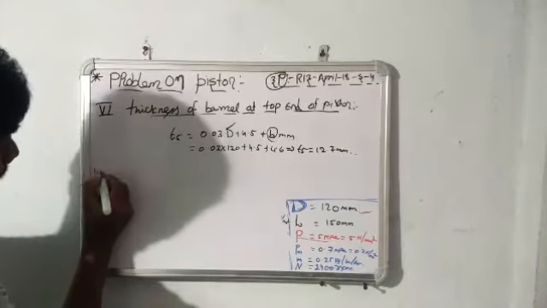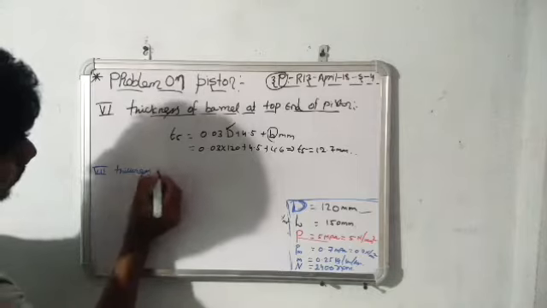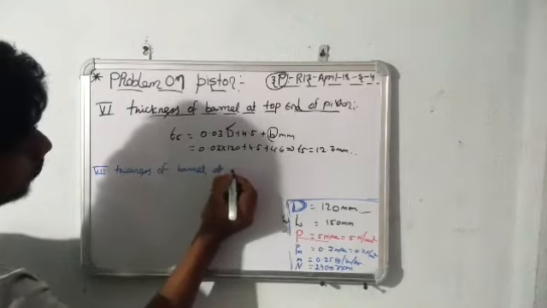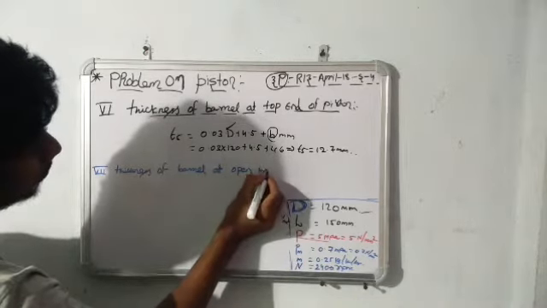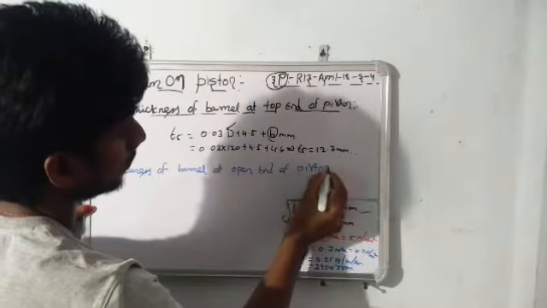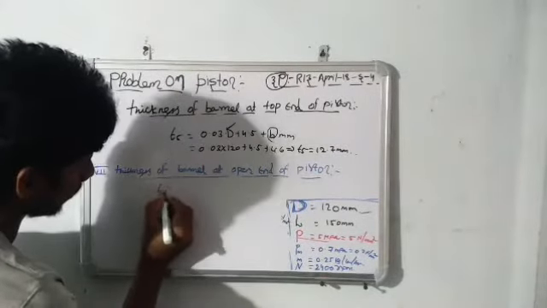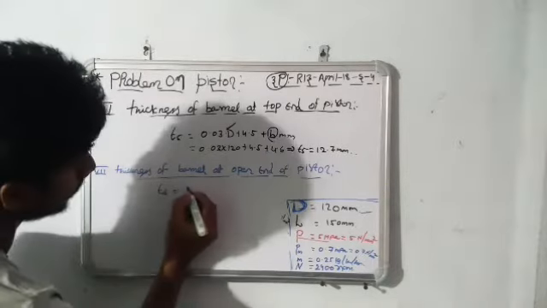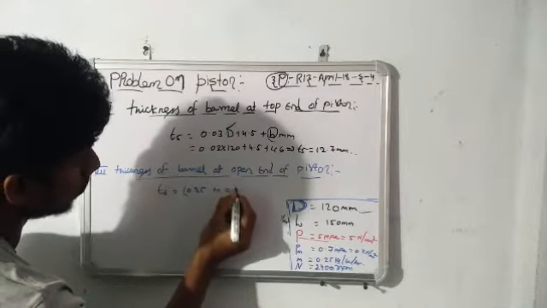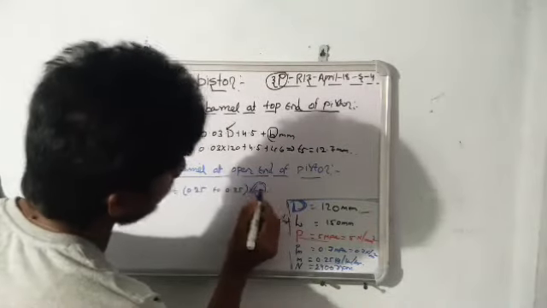That is the thickness of barrel at the open end of the piston. Open end of the piston is denoted by T6. T6 equals 0.25 to 0.35 into T5. Here we know what the T5 value is.